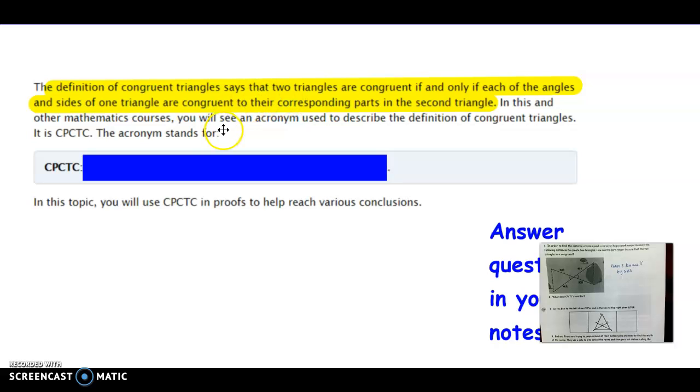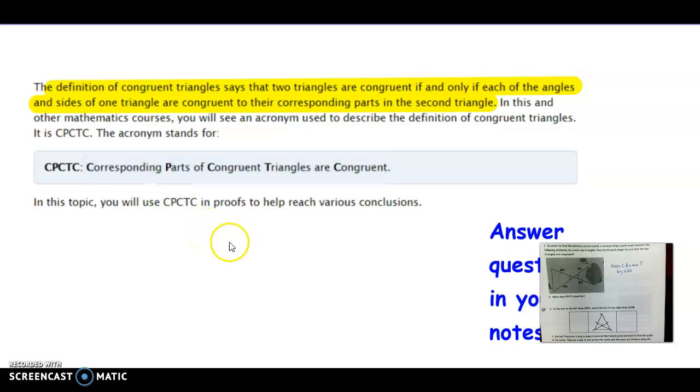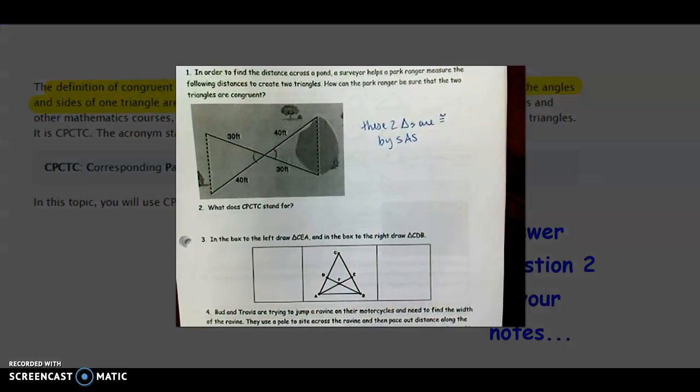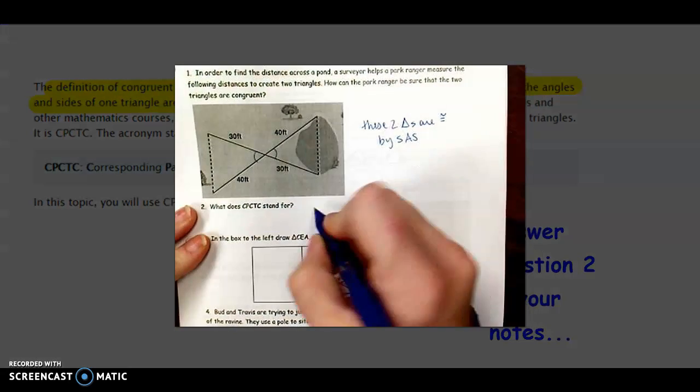So in this course and in many mathematics courses, you will see this acronym CPCTC. And this is what it stands for, and this is what you're writing in number 2. It simply means corresponding parts of congruent triangles are congruent. So that is what you are writing on number 2.